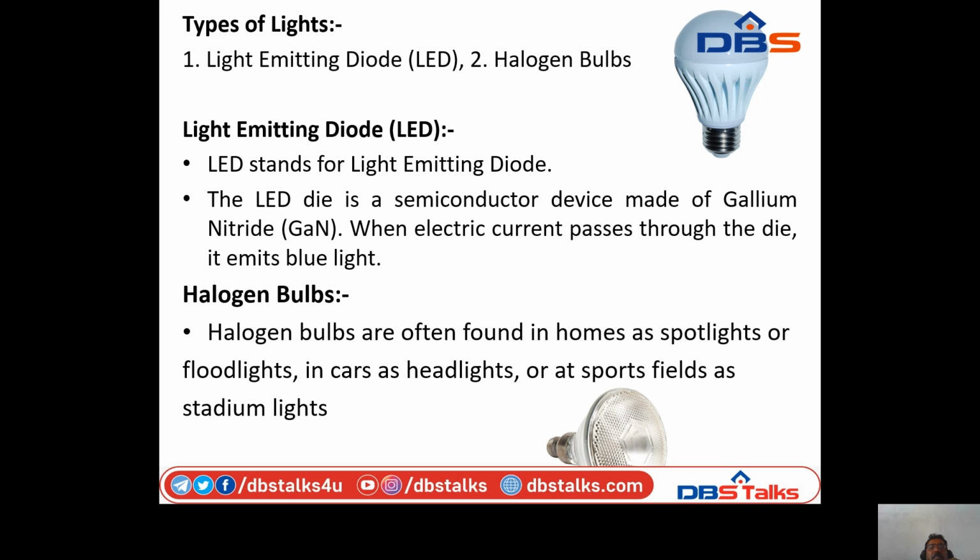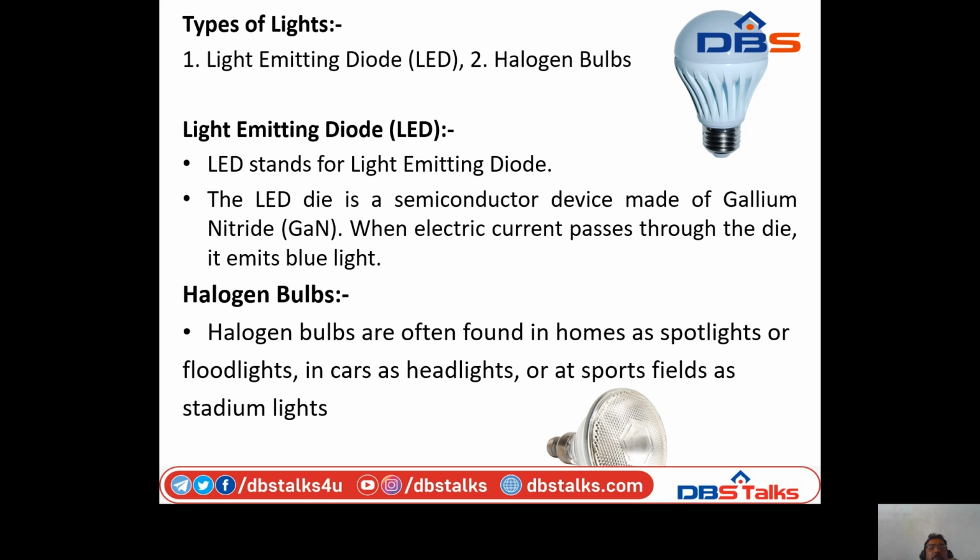Types of lights. Light emitting diode, LED, halogen bulbs. LED stands for light emitting diode. The LED die is a semiconductor device made of gallium nitride. When electric current passes through the die, it emits blue light.